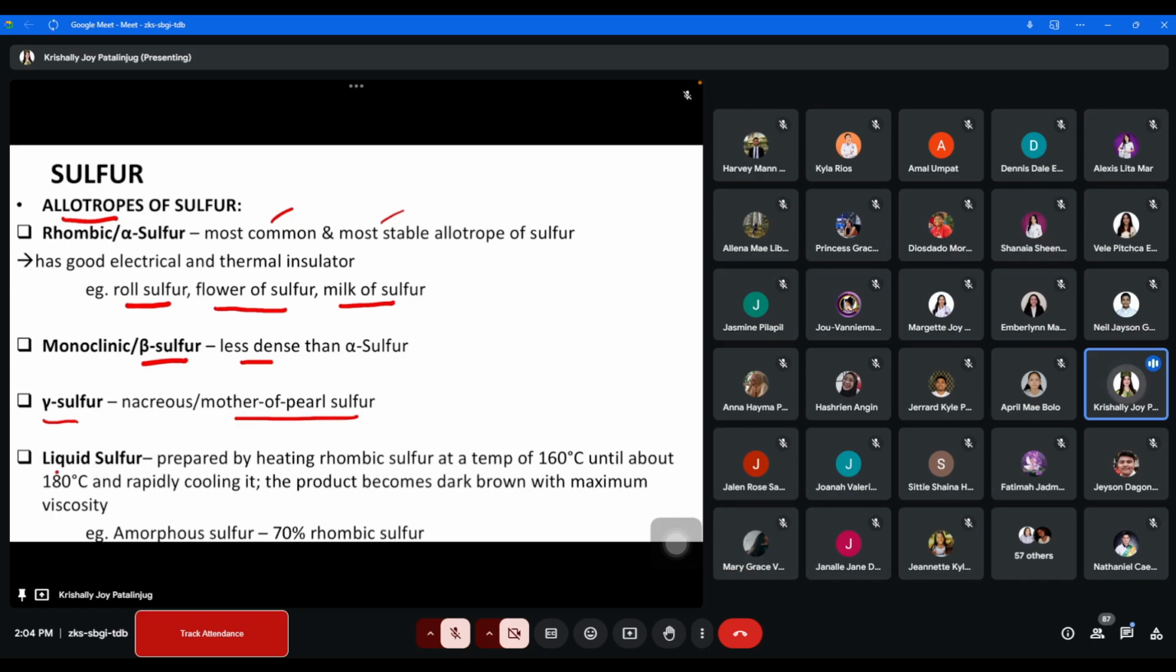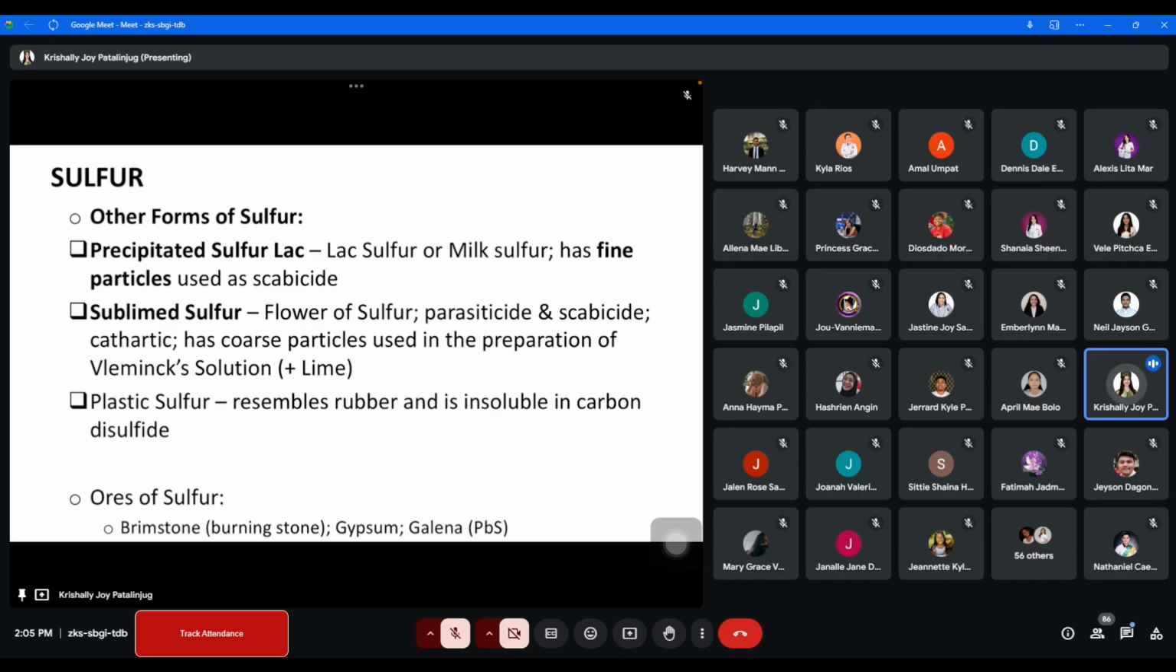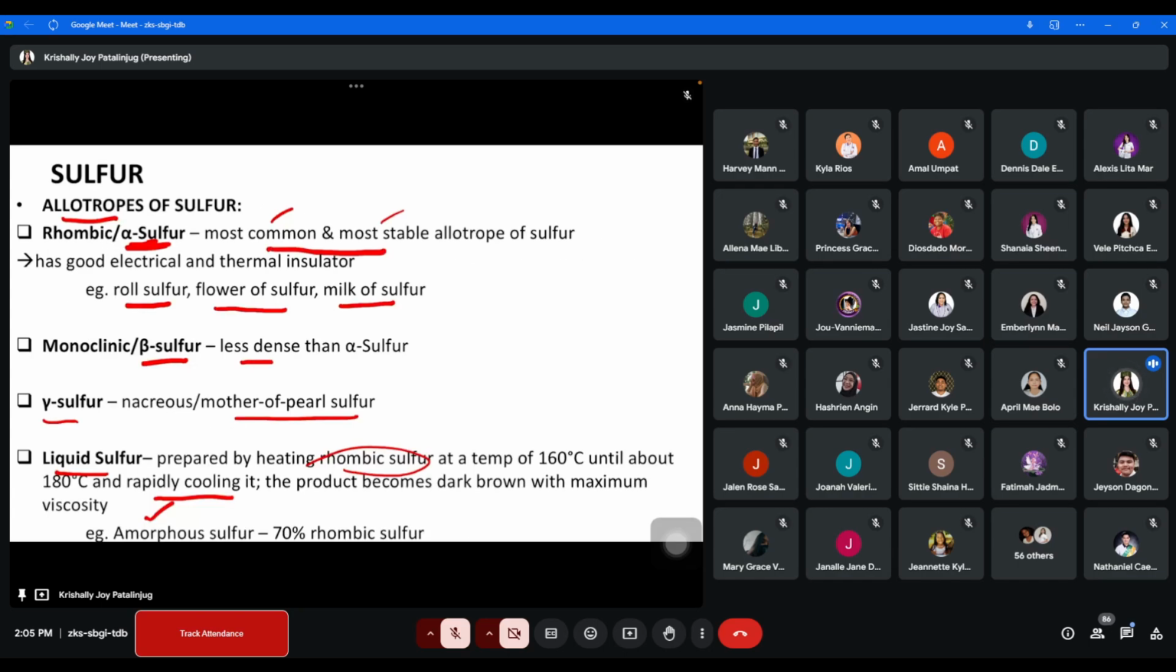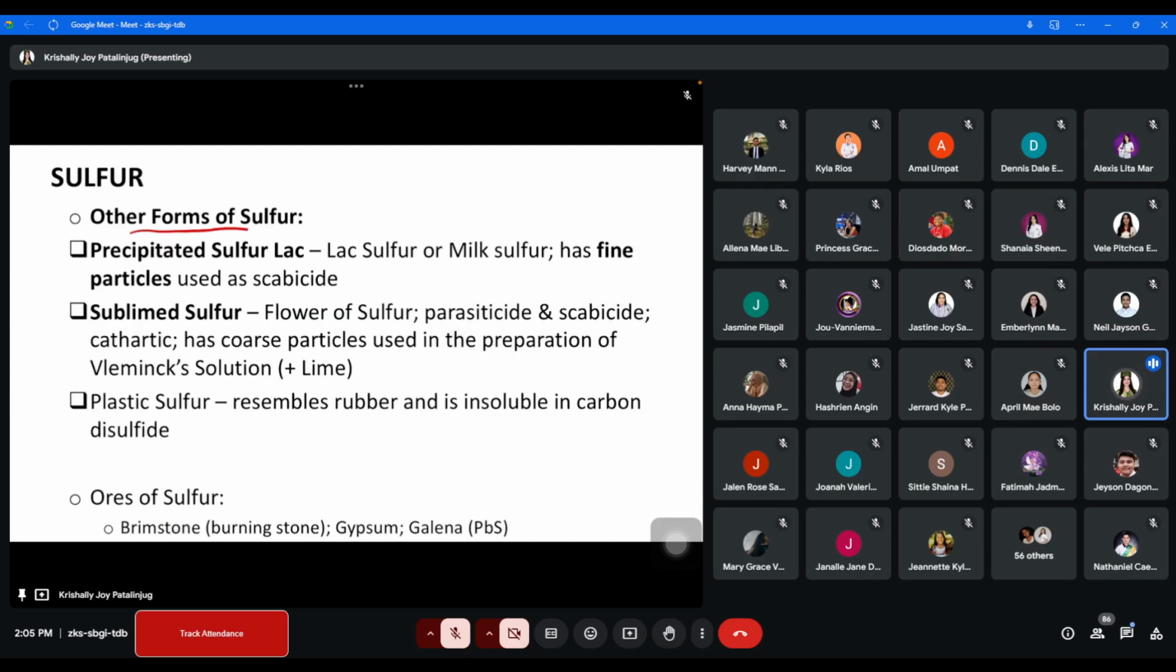And the liquid of sulfur, example dito is yung amorphous sulfur. Kumbaga, it is simply prepared from the alpha sulfur. Galing lang siya dito. Heated at 160 degrees Celsius, and it has been rapidly cooled. So that's liquid sulfur. Again, yung most stable, most common is the rhombic or alpha sulfur. Other forms of sulfur are the following. We have the precipitated. The most common here are yung first two in bold fonts.